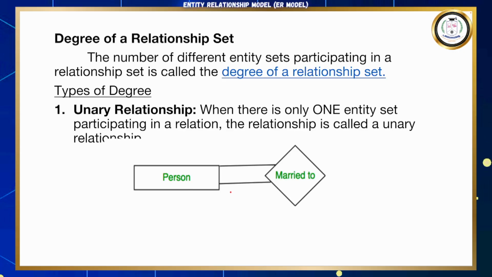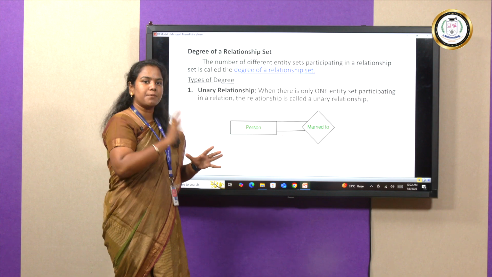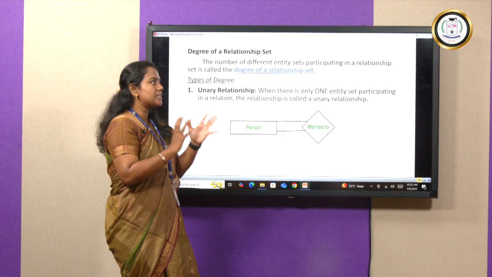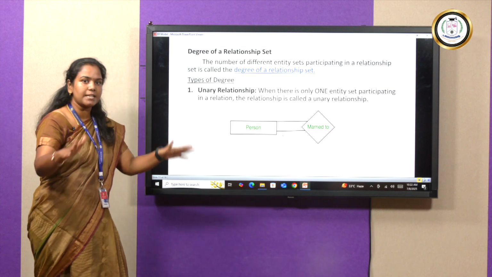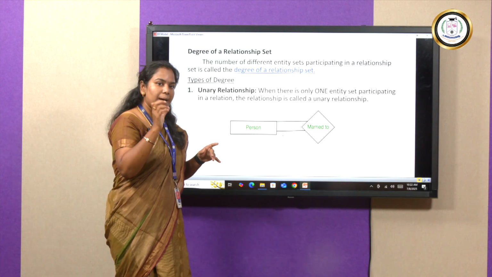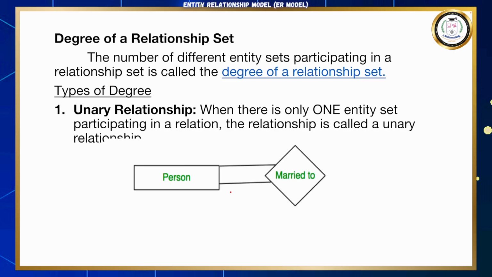The next one is degree of a relationship. Once we have chosen the relationship, entities and the various attributes, we need to calculate the degree of the relationship. Degree of relationship is the number of different entity sets participating in a relationship. In a relationship, how many different sets of entities are participating? To calculate that, we need the degree of a relationship. There are four types of degrees.